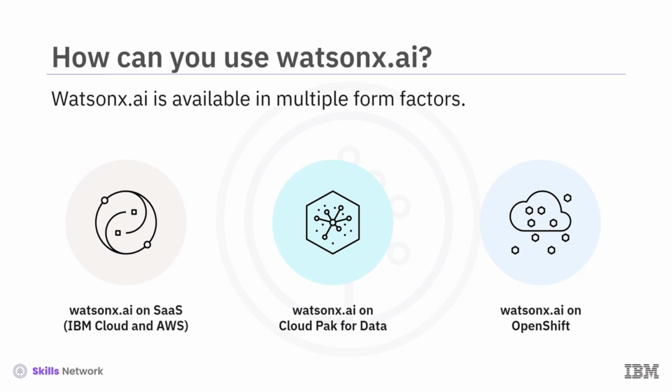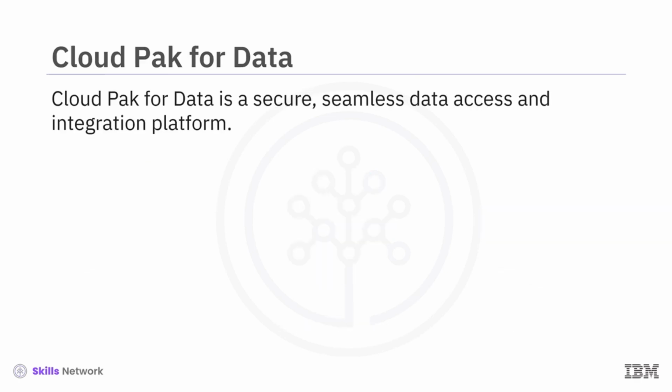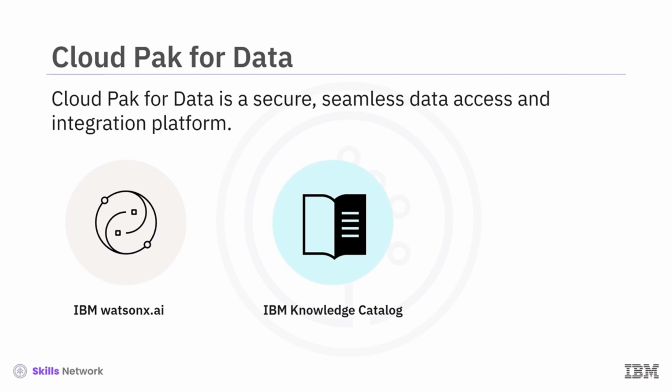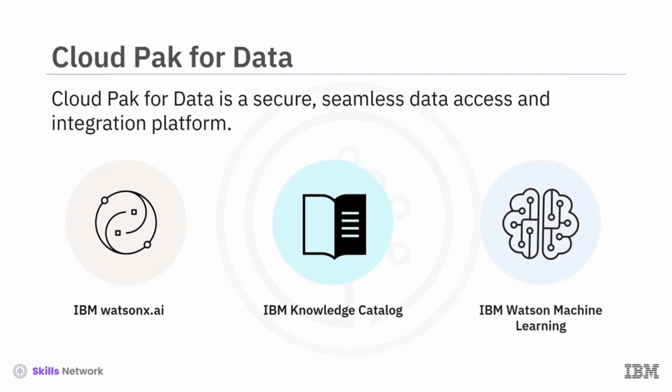an OpenShift environment. Cloud Pak for Data is a secure, seamless data access and integration platform that enables a single view of the data, regardless of the number of data sources you are working with. It's available as a service on cloud, and it's also available on private and public clouds when installed on OpenShift. You can use WatsonX.ai on Cloud Pak for Data, along with other data services. It includes IBM WatsonX.ai, IBM Watson Knowledge Catalog, IBM Watson Machine Learning, and more.